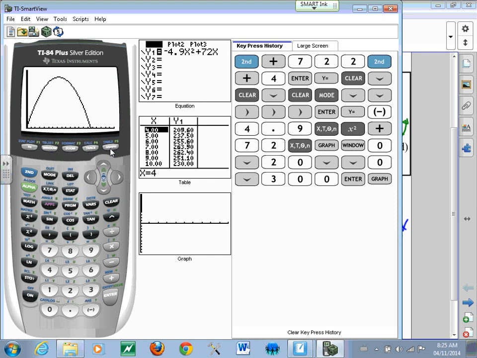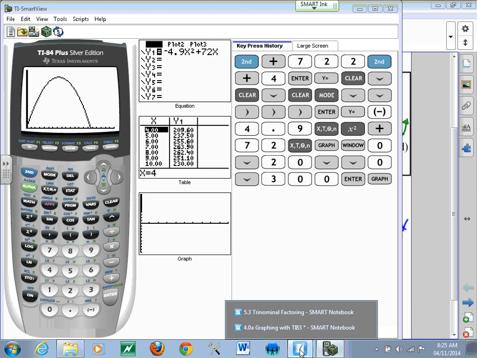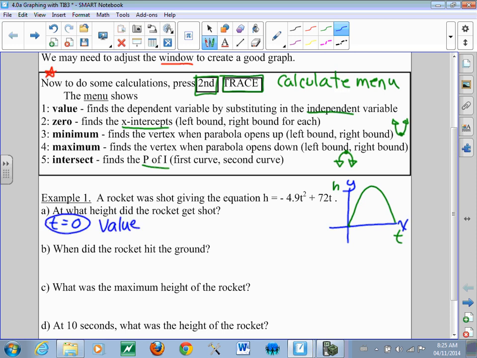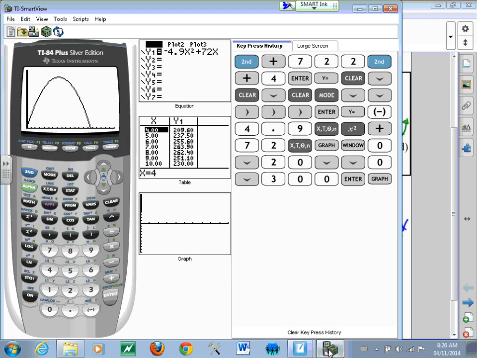Now, question 1 says, at what height did the rocket get shot? If I flip back, I apologize, we're going to be doing this a little bit here. At what height did the rocket get shot? Well, I want you to remember what the time is when the rocket got shot. When the rocket got shot, time equals 0. So what you need to remember is that we're going to press the value button in our menu, and we're going to let the value of x equal 0, and then we're going to find out what y equals. So let's go back to the calculator.